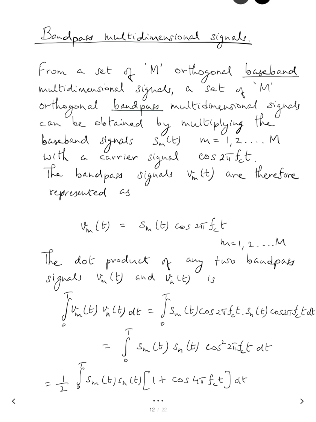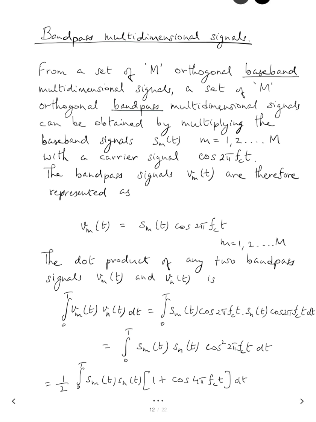So that's simply, the signal Vm of t is Sm cosine 2 pi fct and Vn is Sn cosine 2 pi fct. So we multiply this. So this is of the form Sm into Sn into cosine, so that's cosine square. So we have Sm of t into Sn of t into cosine square 2 pi fct integrated from 0 to T.